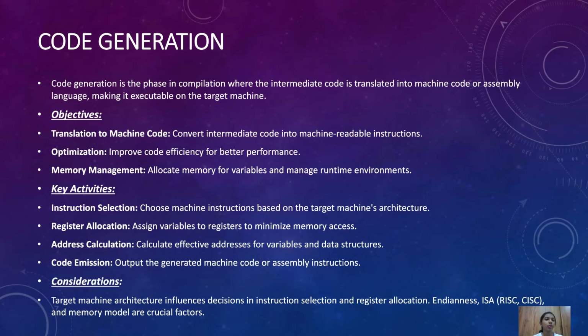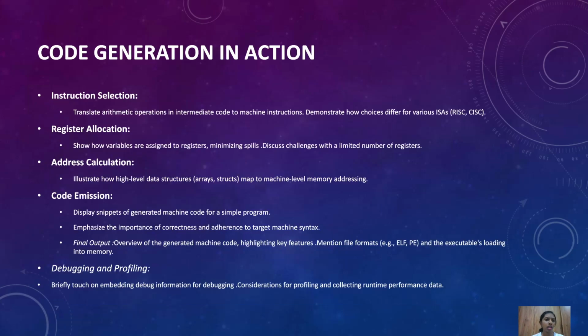The last step is code generation. Code generation is the phase in the compilation where the intermediate code is translated into machine code or assembly language, making it executable on the target machine. The objectives are translation to machine code, optimization, and memory management. Key activities consist of instruction selection, register allocation, address calculation, and code emission.